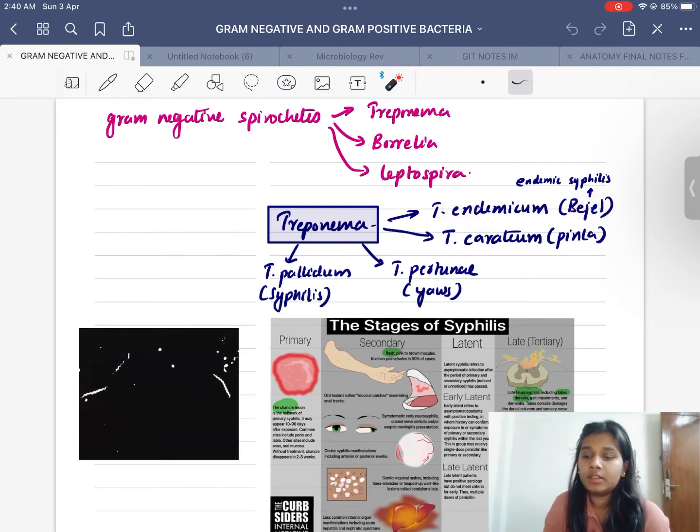Then we have Treponema pertenue, which causes yaws, and then you have Carateum, which causes Pinta. How will we remember that? You can remember it like you should be careful when you're using pins. If there are pins, they might poke you, right? So you should be careful. So Carateum is for Pinta and pertenue is for yaws. Pallidum is for syphilis.